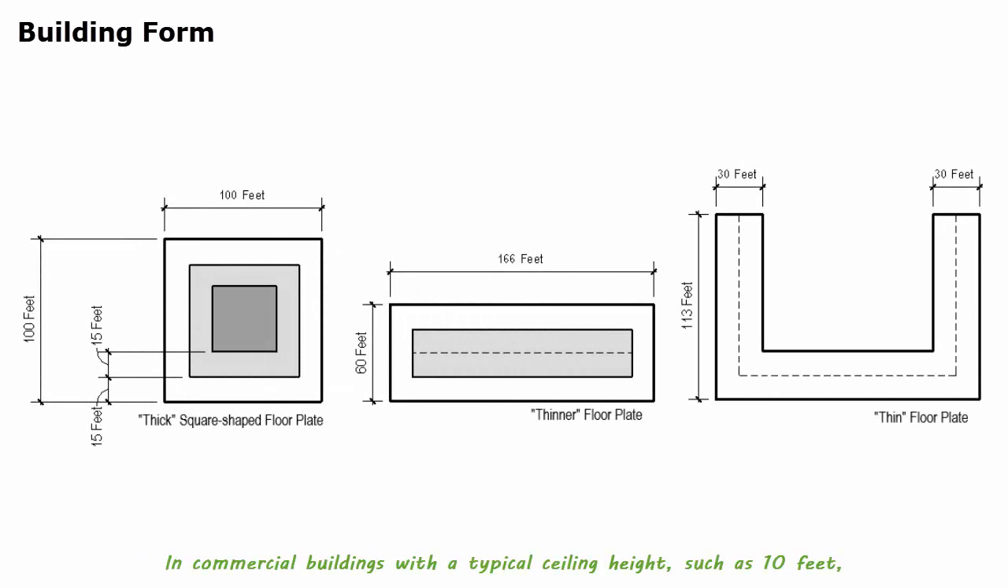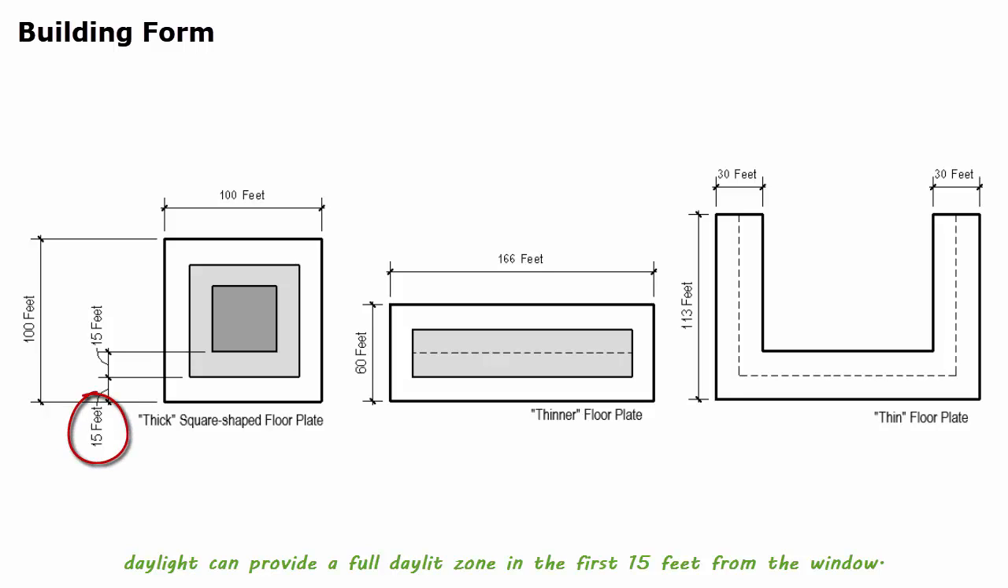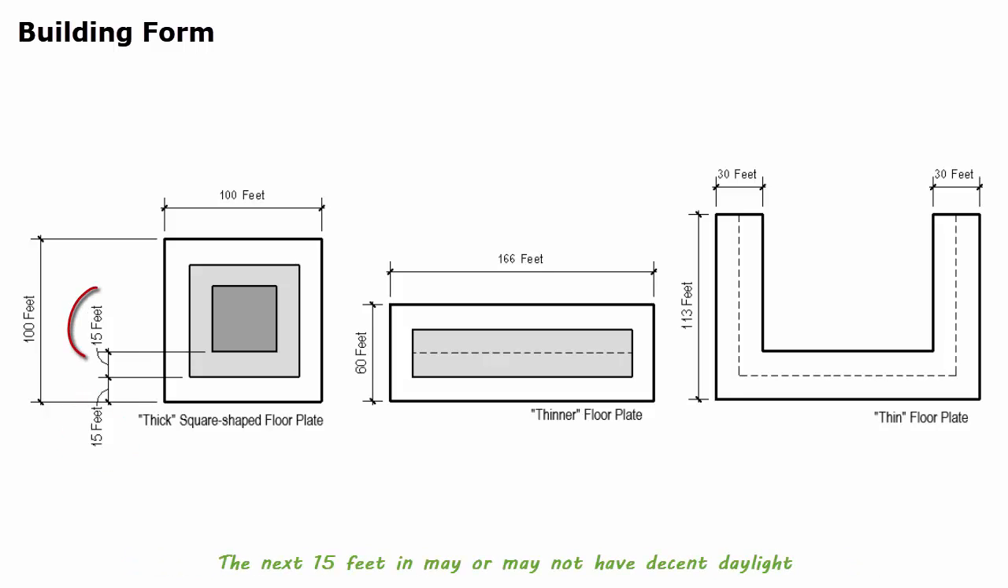In commercial buildings with a typical ceiling height such as 10 feet, daylight can provide a full daylight zone in the first 15 feet from the window. The next 15 feet in may or may not have decent daylight depending on orientation and sky condition. This is the partial daylight zone. The space further in receives no meaningful daylight.